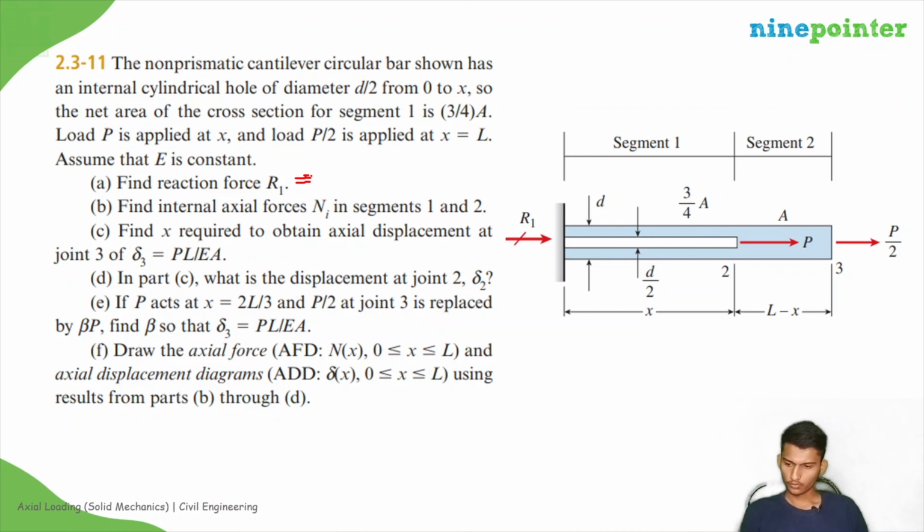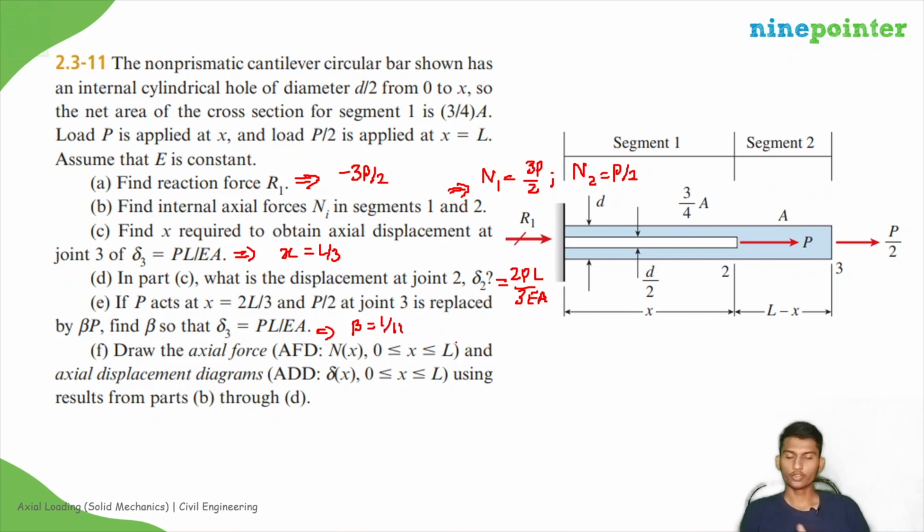So we got R1 is equal to minus 3P by 2, N1 is equal to 3P by 2, N2 is equal to P by 2, right? And we solved C, we got x is equal to L by 3, delta 2 is equal to 2PL by 3A. We solved this, we got beta is equal to 1 by 11. Now we are going to solve the F part. Draw the axial force diagram and axial displacement diagrams using results from parts B through D.